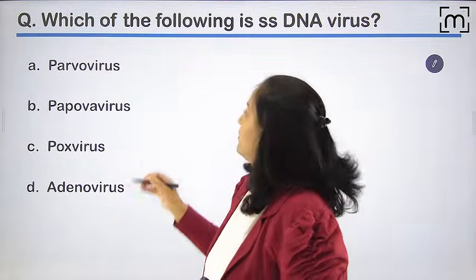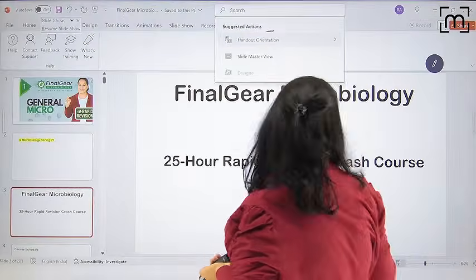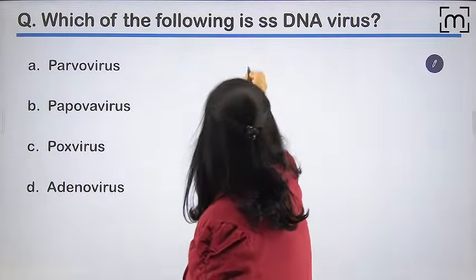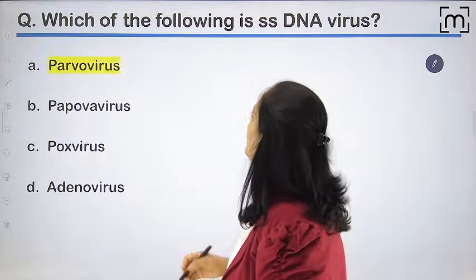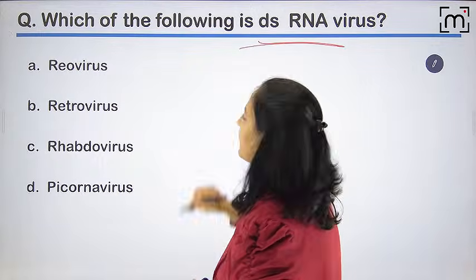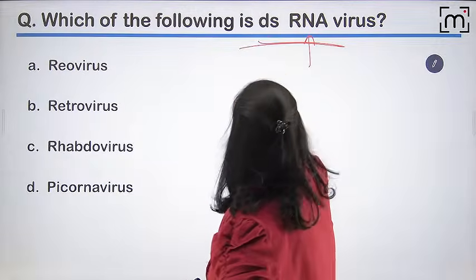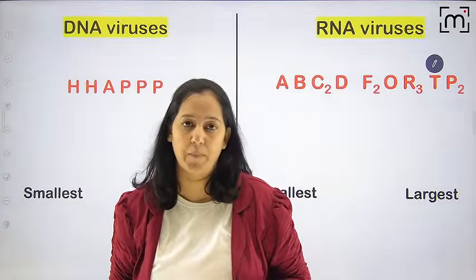Read the question. Which of the following is a single-stranded DNA? Can you tell me the answer? I just told you I am asking single-stranded DNA. Of course, the answer is Parvo. And which of the following is a double-stranded RNA? Normally RNA is single-stranded, but I am asking double-stranded RNA. So the answer is Rio. Very frequently asked MCQs in your competitive exams.